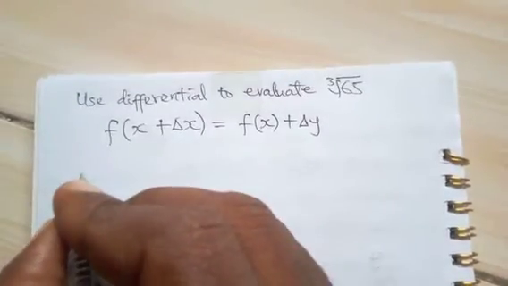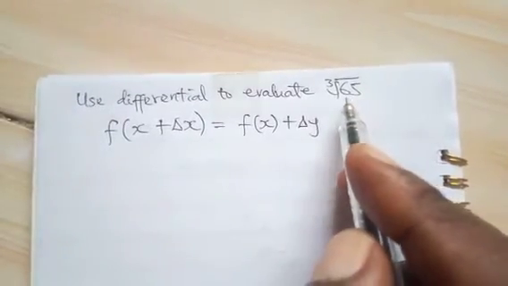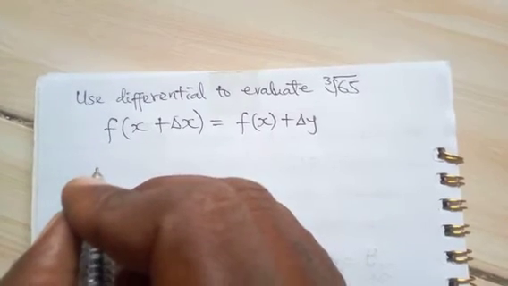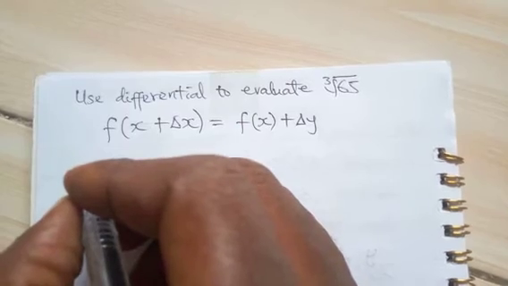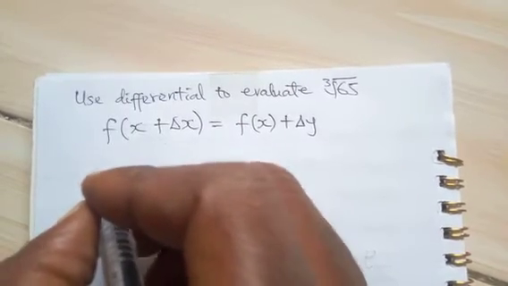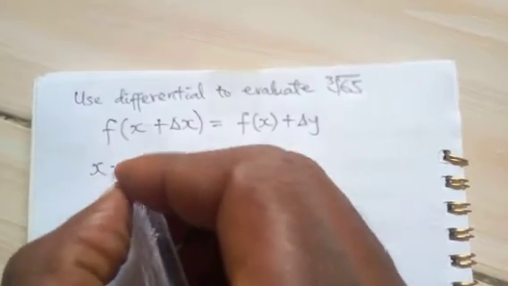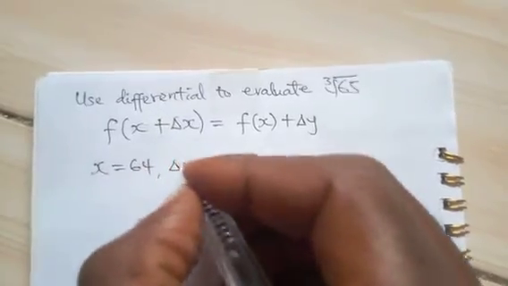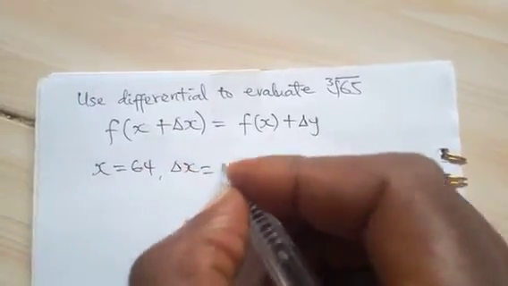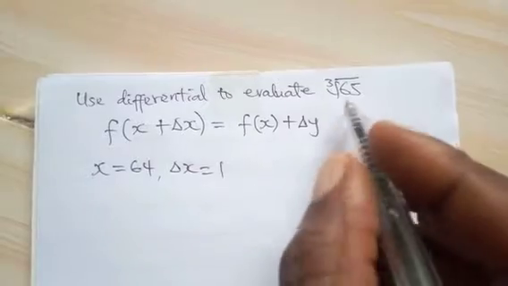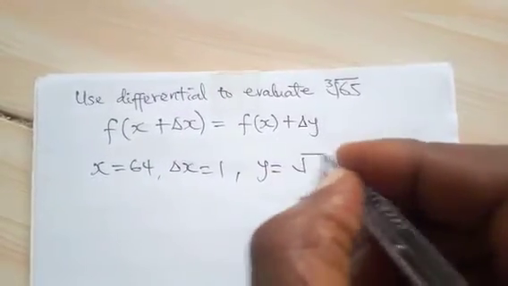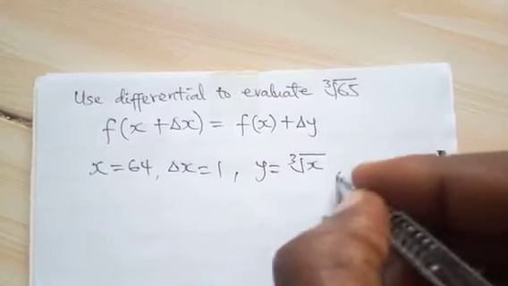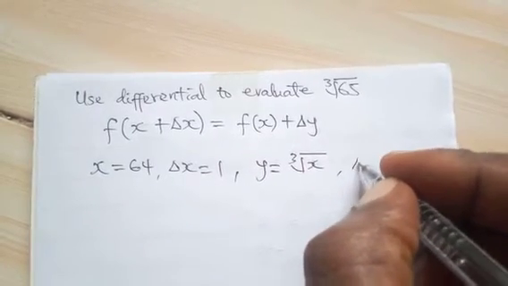Now this is all y, f(x) is also y. Since we cannot directly get the cube root of 65, we can get the cube root of a number that is very close to 65, which is 64, because 64 plus 1 is 65. Therefore our x is 64 and our change in x, or dx, is 1. This plus this will give us 65. That means our y is the cube root of x and our change in y is what we now need to find.